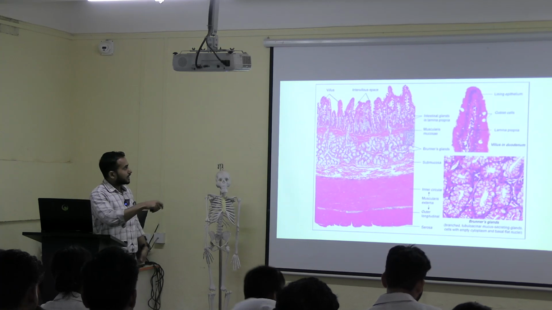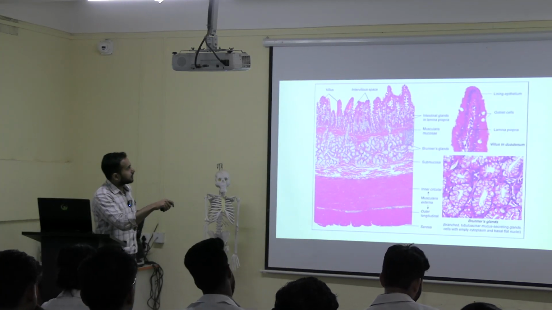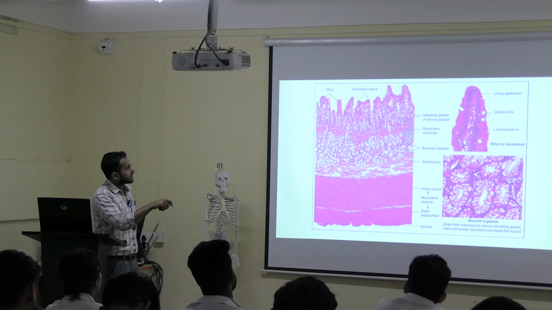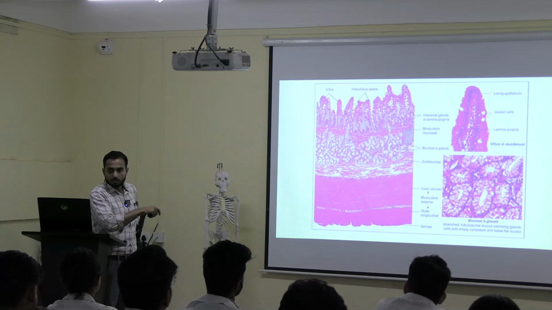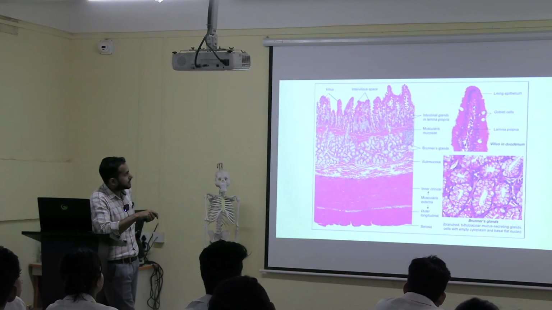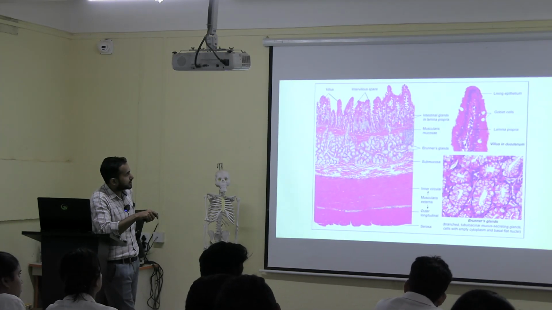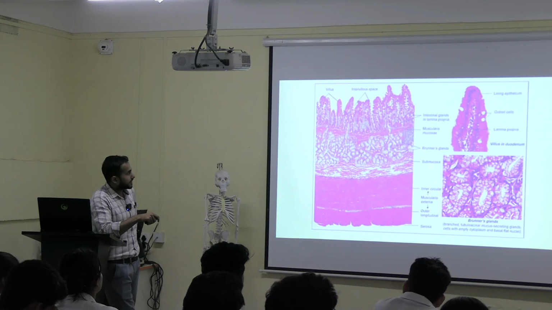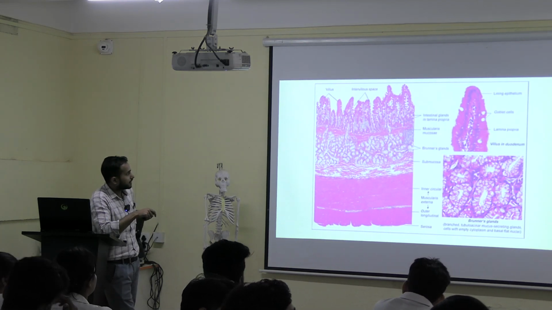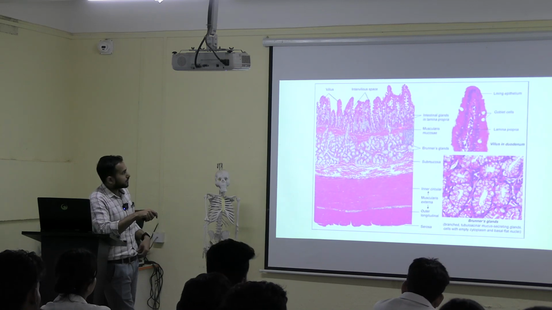Now here you can see the villi. This is one villus, this is one villus. These are the intervillus spaces. If you track down the intervillus space, you can see these are the glands, the intestinal glands. Next, this particular part is the muscularis mucosae.